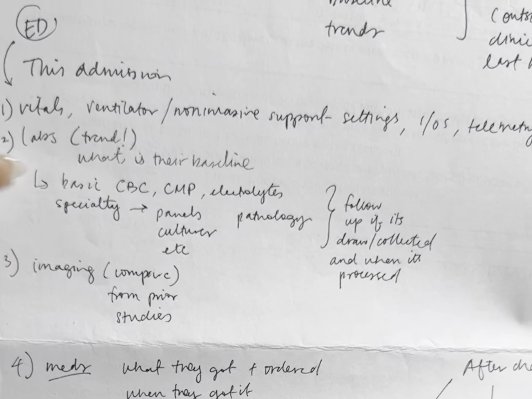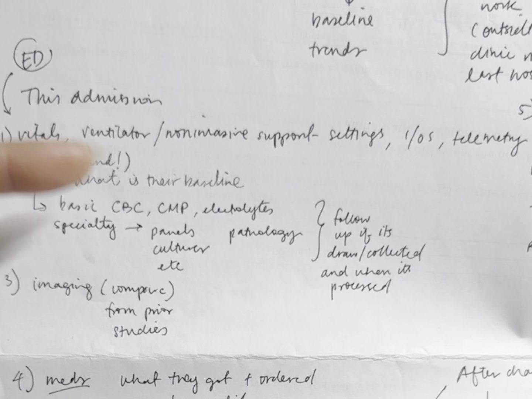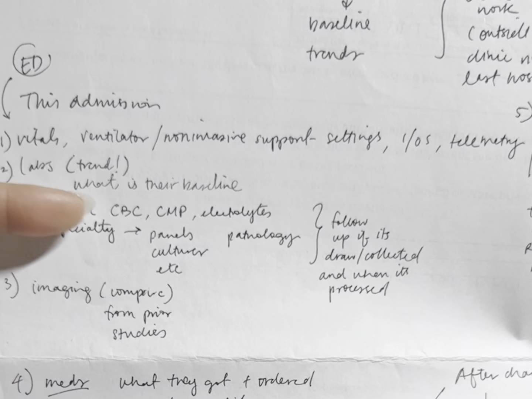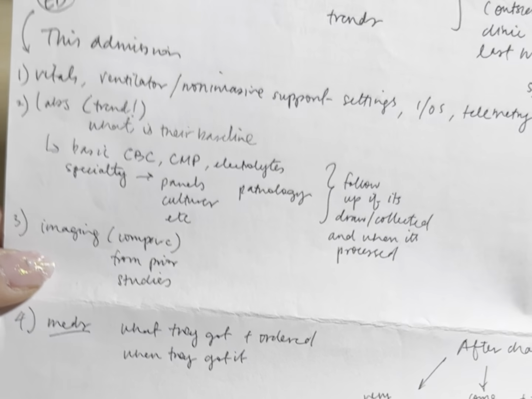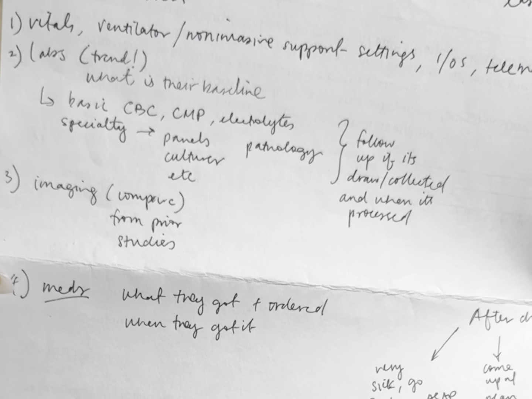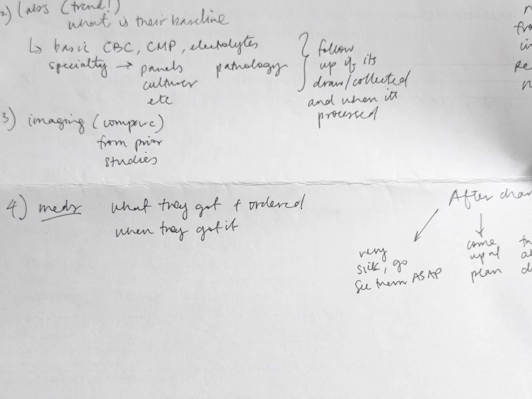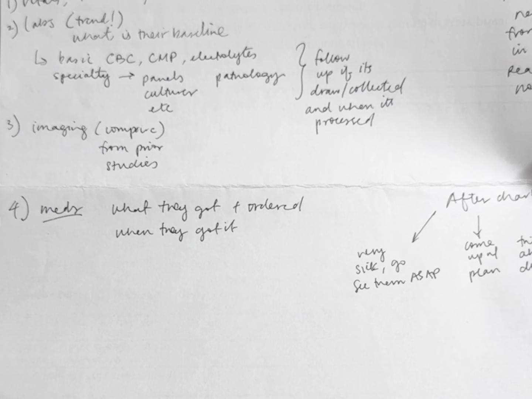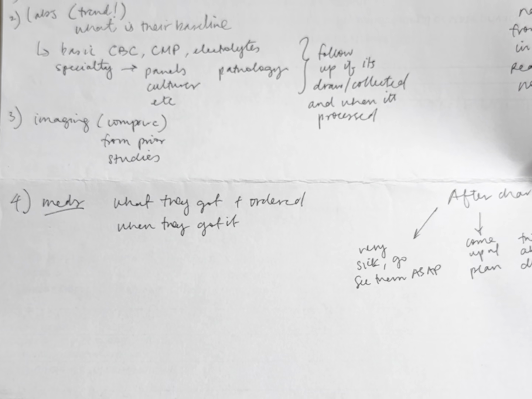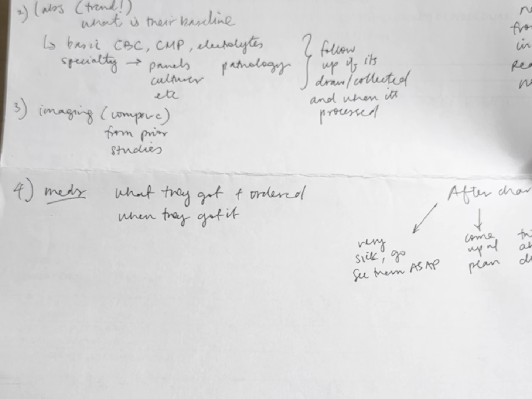This is kind of what takes up a lot of time because you're no longer just looking at the single number for today, you're also comparing it to prior visits. The next thing that I look at is meds. So what they ordered and what they actually got, because sometimes it's ordered but patient refused or wasn't given, something like that. So I need to know.